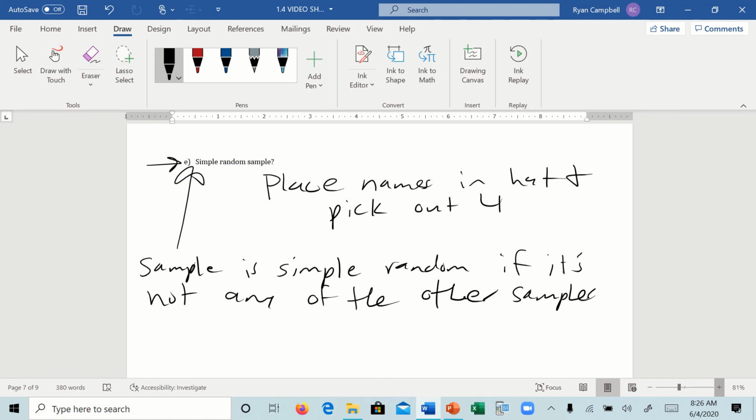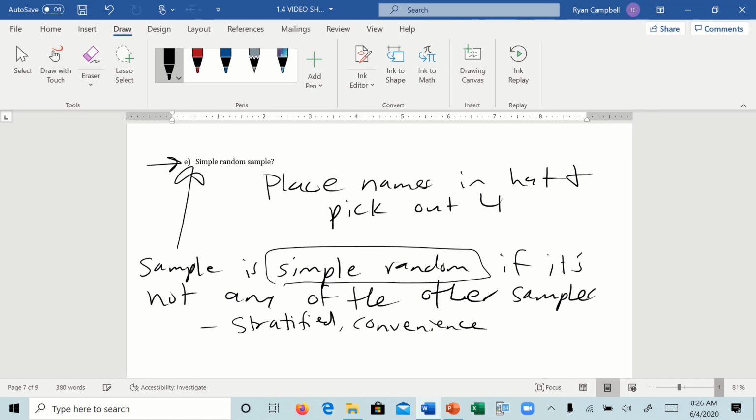And actually, if you go back and look at the examples we did in the previous video, you will see the ones that we did not include for simple random. I believe one of them was a stratified method. One of them was a convenience method because we asked for volunteers. One of them was stratified, broke up people into men and women.